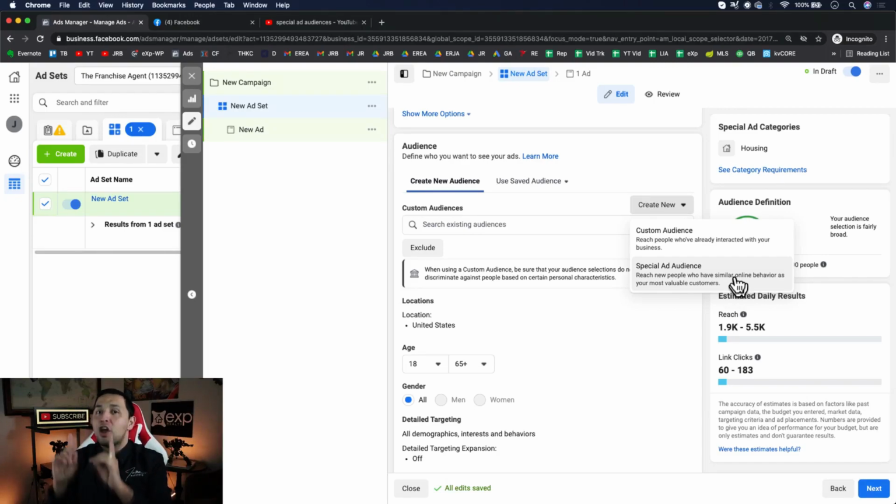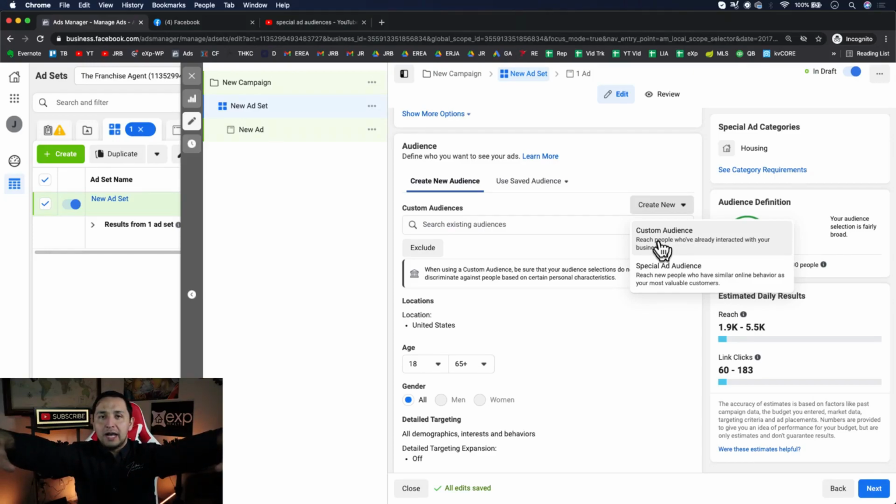Now, the special ad audience is slightly different. The special ad audience, what this does is it looks at a custom audience. So you're going to see up here. To give you an example of a custom audience, you can upload your database onto Facebook. Many of you know that, but some of you don't. You can give Facebook the names, the emails, the phone numbers. So Facebook is going to go out and find those profiles, assuming that your database uses an email or phone number that's recognized. It's going to go out there and find those profiles on Facebook and run your ads to them. That is a custom audience.